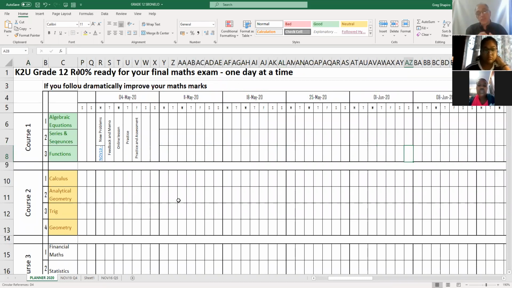So you can be sure if you follow this program, by the end of the year, you've covered all your work, and you know exactly where your weaknesses are and where your strengths are. You can decide whether to put time into your weaknesses or capitalize on your strengths. Those are decisions you'll be able to make.